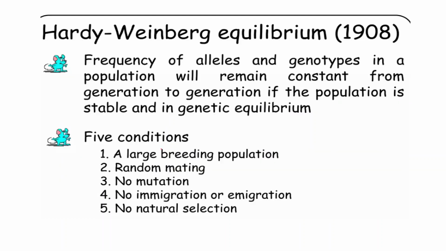In this genetic equilibrium, two scientists, Hardy and Weinberg, in 1908 stated five conditions: the frequency of alleles and genotypes in a population will remain constant from generation to generation if the population is stable and in genetic equilibrium. So they gave a theory called the Hardy-Weinberg equilibrium.